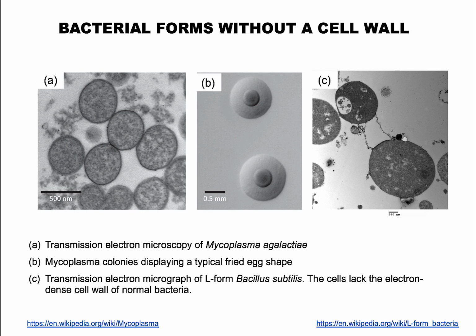This division process appears to involve the extension of thin projections from the cell's surface, which then pinch off to create new cells. The absence of a cell wall in the L-form leads to a less organized division, resulting in a diverse range of cell sizes from very small to quite large.